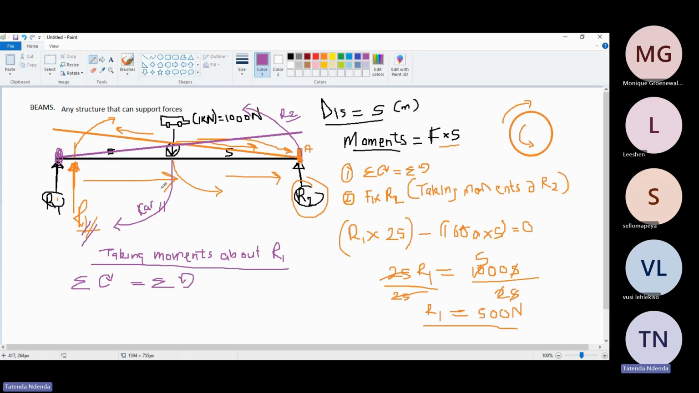So I want to ask you guys from the floor, do you think that the car is going to move in the clockwise or anti-clockwise direction? Anti-clockwise. The car is moving anti-clockwise, right? So if the car is moving anti-clockwise, it's equivalent to the force of that car multiplied by S. Then what about R2? Is it clockwise or anti-clockwise?